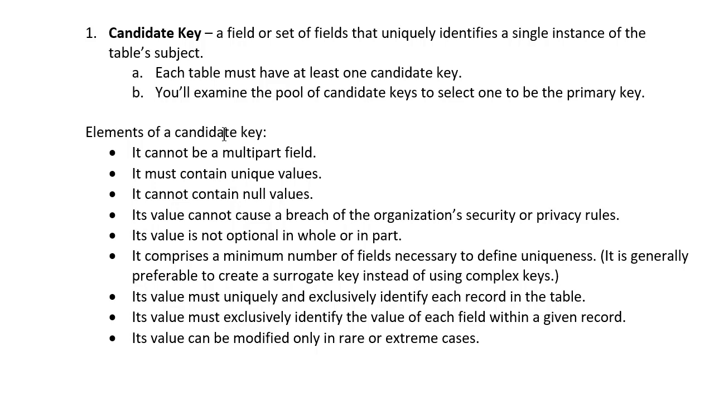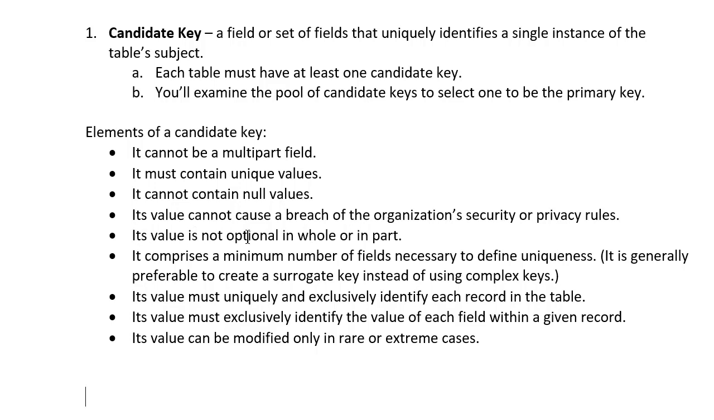The data inside of a candidate key cannot be a multi-part field. It has to contain unique values, that is, from record to record, it has to be unique. It can't be repeating. It can't have any null values. The values in that field can't breach any of the organization's security or privacy rules. An example is if you're using Social Security number as a candidate key, that would violate privacy rules, because now whoever's looking at that would know that piece of information and can use it for bad reasons.